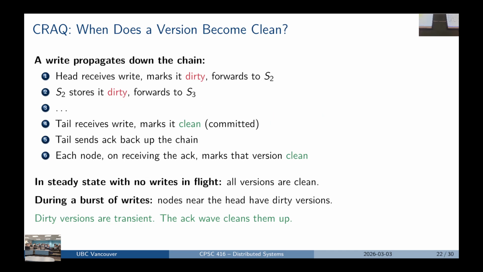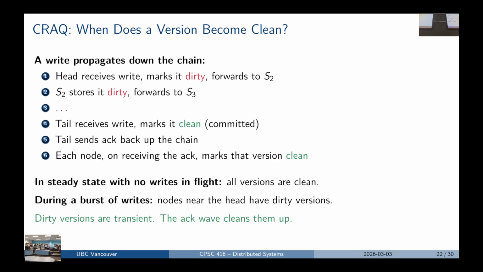So when does a version become clean? Which is a question that people have been poking at here. The write propagates down the chain. The head receives the write, marks it dirty, sends it to S2. S2 marks it as dirty, sends it to S3. The tail receives the write, marks it as clean because I'm the end of the line. I'm the one who gets to decide. Everybody has it because I got it now.